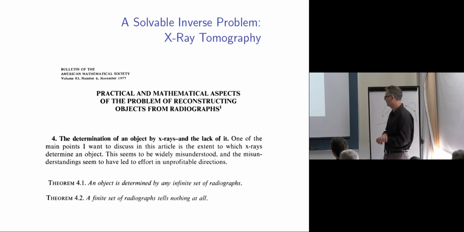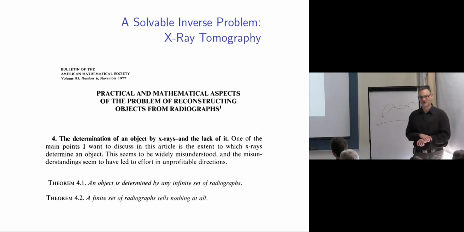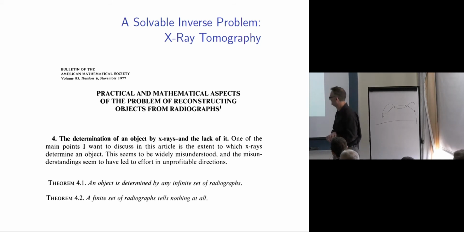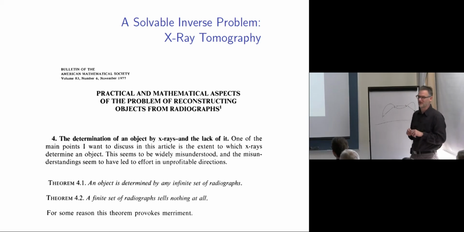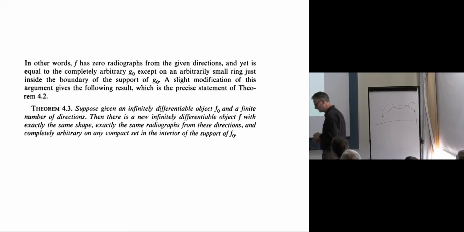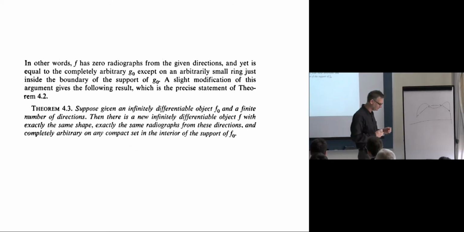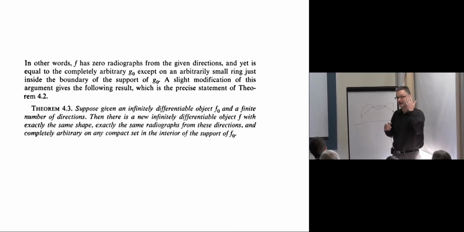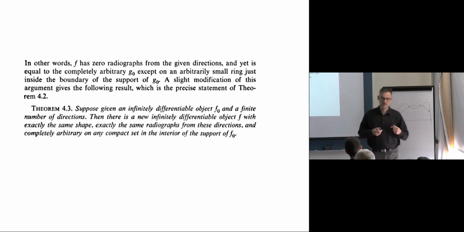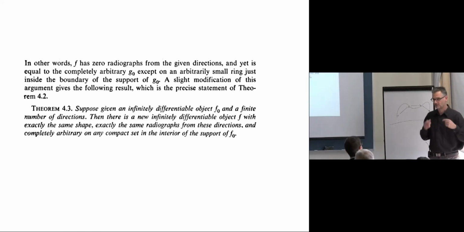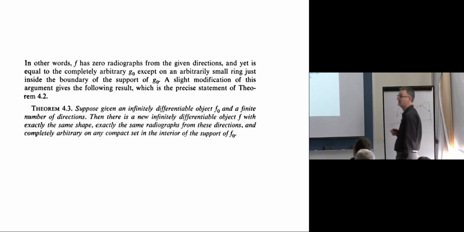And the commentary on theorem 4.2, for some reason, this theorem provokes merriment. OK, so here's theorem 4.2 stated more precisely. People who are interested can read through this. But what it amounts to is basically: take an object, like my head, let's say. Take my head, and take finitely many radiographs of it. There's an object that's just like my head that will give exactly the same radiographs if you take them from the same directions, except it has a big empty chunk in some part of my head where there is not an empty chunk. And that's true for any finite set of radiographs.